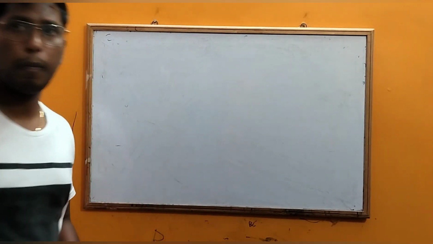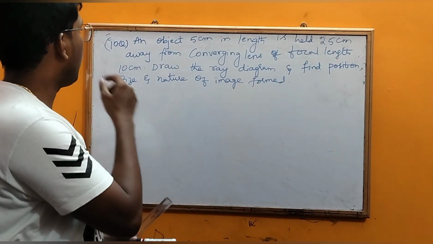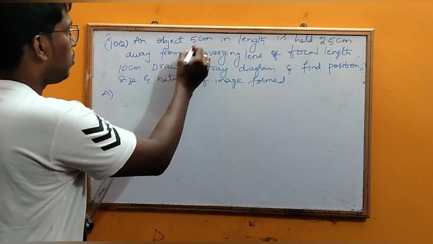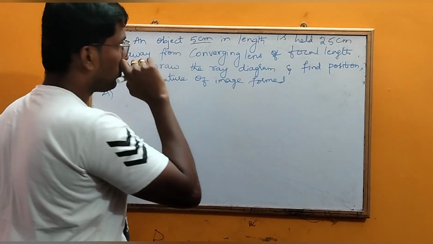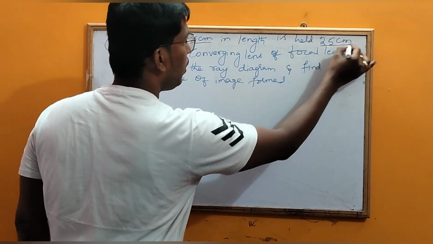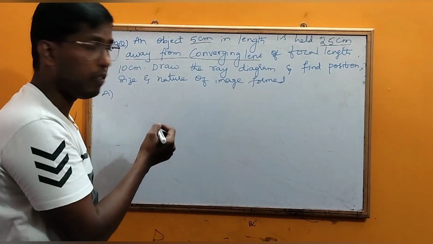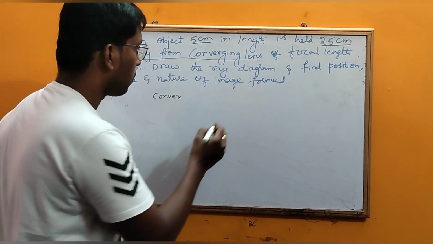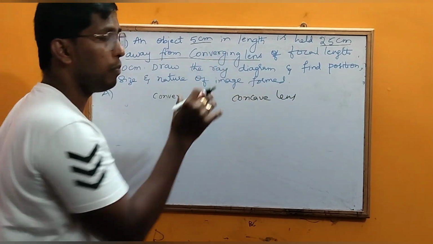Let us see the next question. This is the 10th question. An object of 5 centimeter in length is held 25 centimeter away from a converging lens. This is very important. As I told you, a convex lens is also known as a converging lens, and a concave lens is known as a diverging lens. Converge means meet.